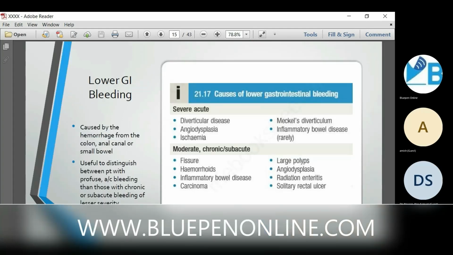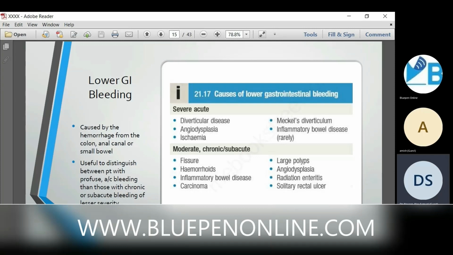Now, until now I told about upper GI bleeding. Now we'll come to lower GI bleeding. Lower GI bleeding is caused by hemorrhage from the colon, and it might be due to anal canal bleeding or small bowel bleeding. Small bowel means the jejunum and the ileum. What is the use of this? It's useful to distinguish between patients with profuse, that is acute bleeding, and chronic or subacute bleeding of lesser severity.